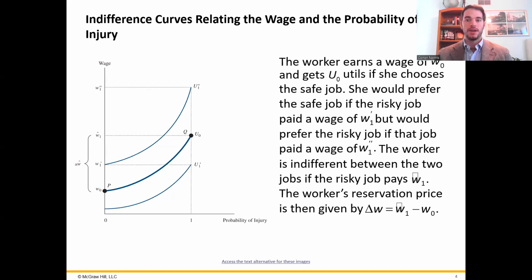That means that wages have to rise to account for the added risk. So let's suppose a worker starts out here at point P on this indifference curve U0. The only way you could get the worker to switch from the safe job to the risky job over here is if you increase their wages. And you have to increase the wages all the way up to where this indifference curve crosses that 1 for the probability of injury. So that's a wage W hat 1, called a little up thing over the W hat.